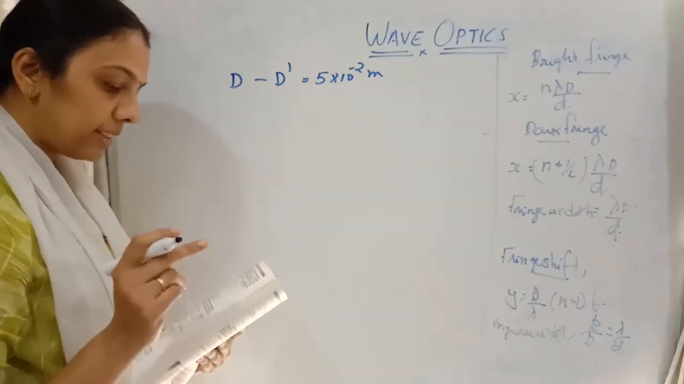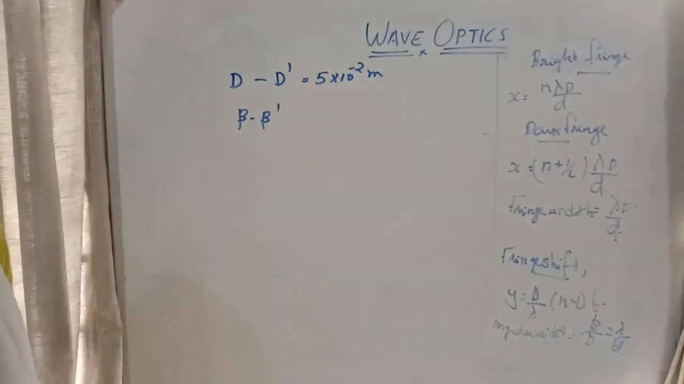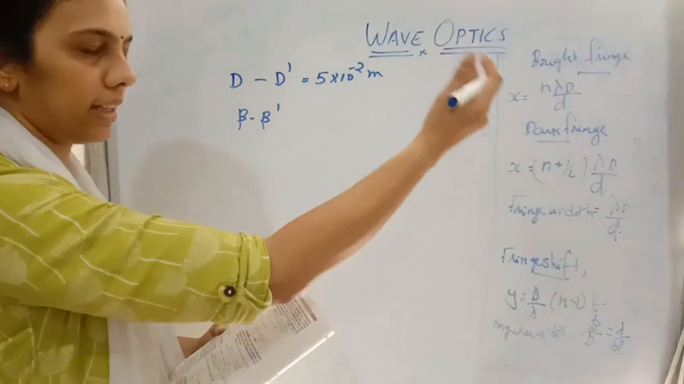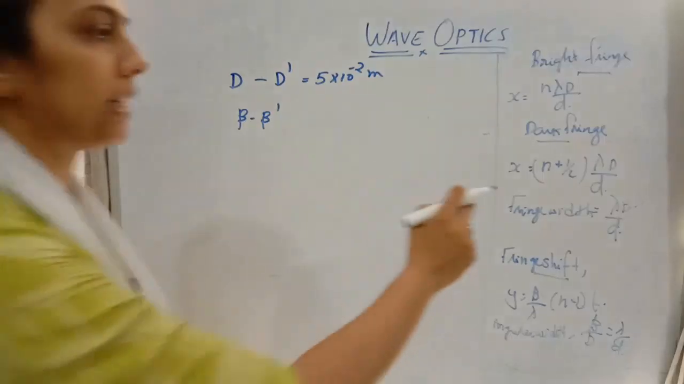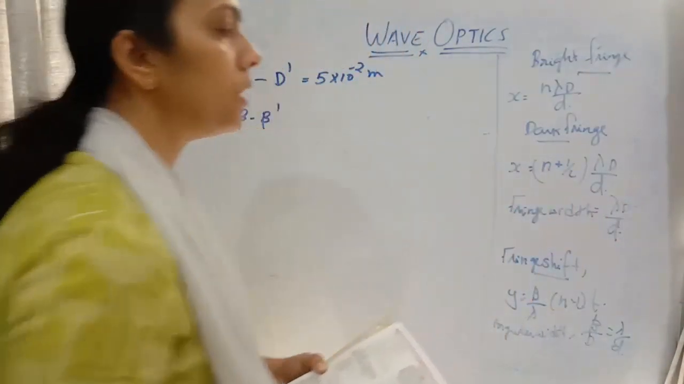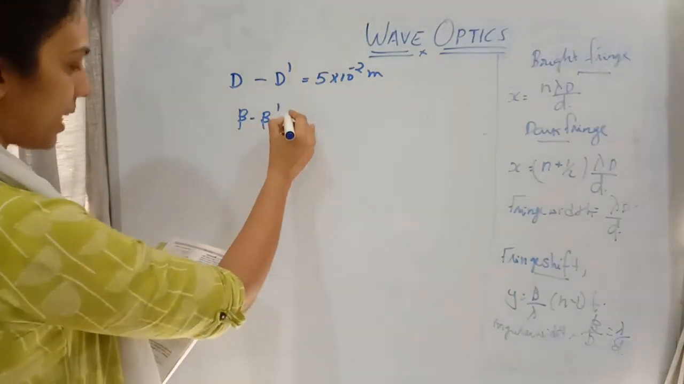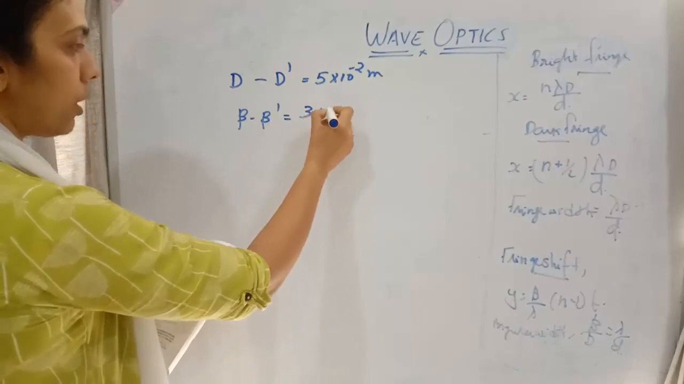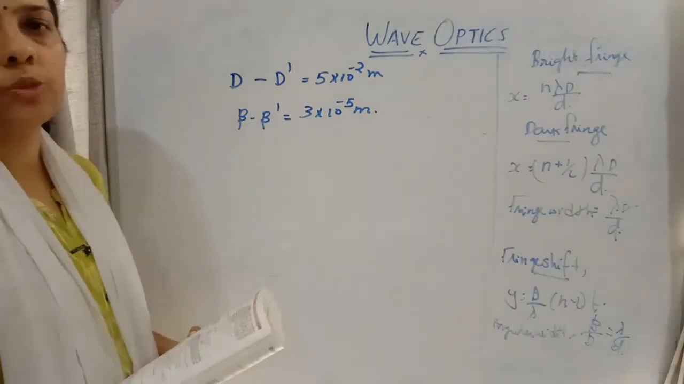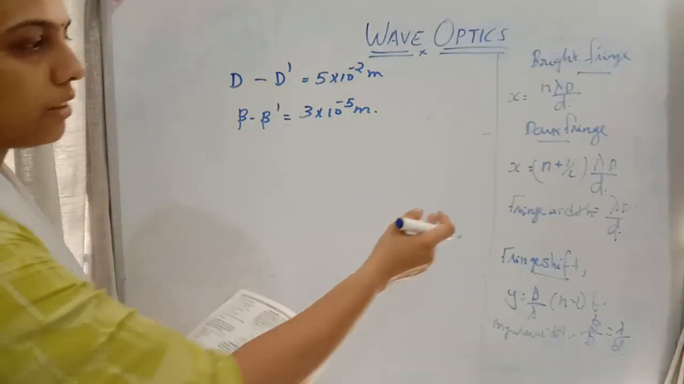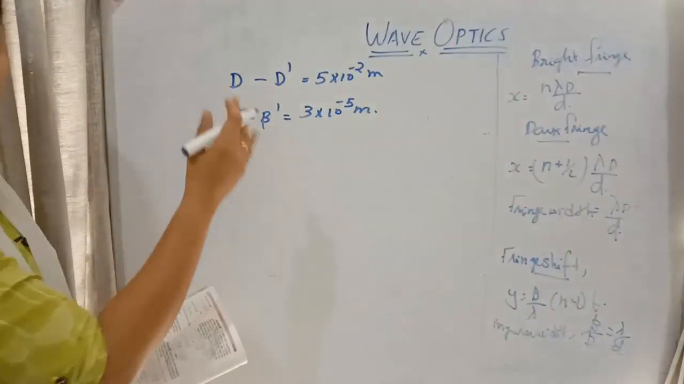Now the same way, the change in fringe width. So beta minus beta dash, or should we consider beta dash minus beta? If we are moving the screen towards the slit, capital D is decreasing. If capital D is decreasing, what will happen to the fringe width? Fringe width also will be decreasing. So we can consider beta minus beta dash is equal to 3 into 10 to the power minus 5 meter. So the first fringe width will be more than that.